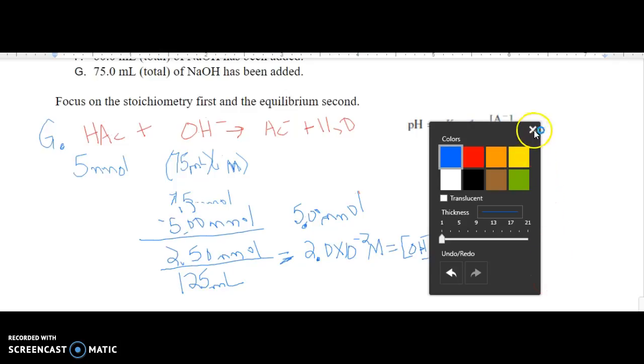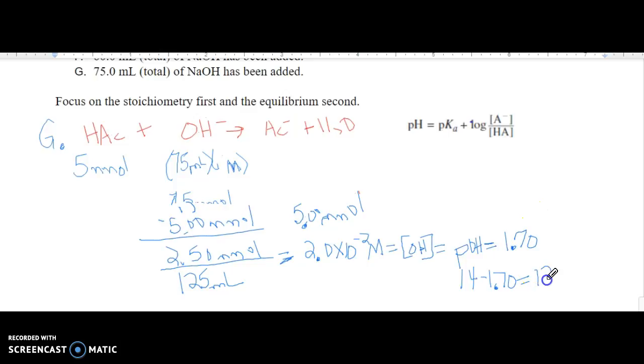Again, fairly strongly basic at this point because we have an excess of a very strong base. So that is your final answer in pH. And thinking about titration, this is where it's starting to flatline at the end again.